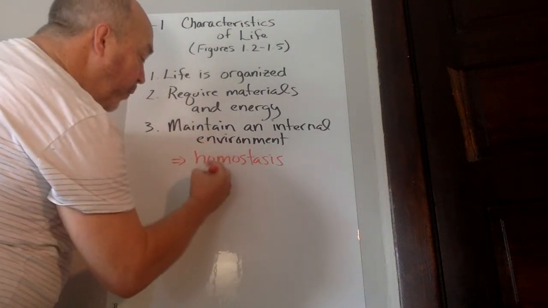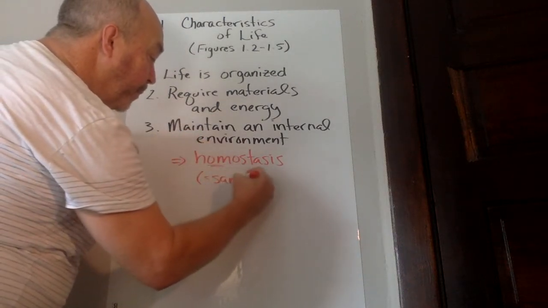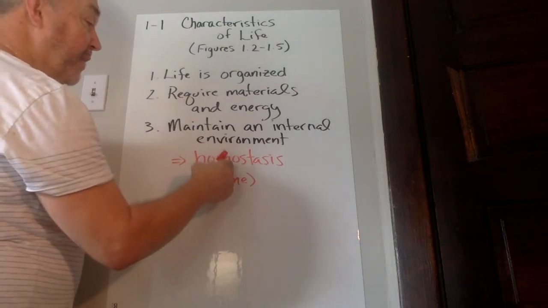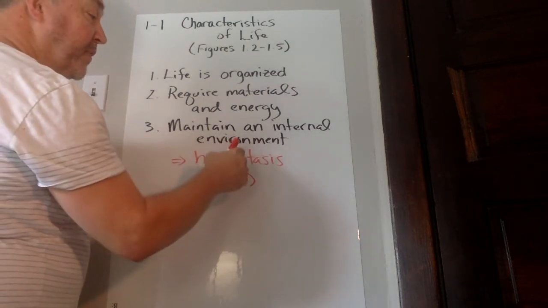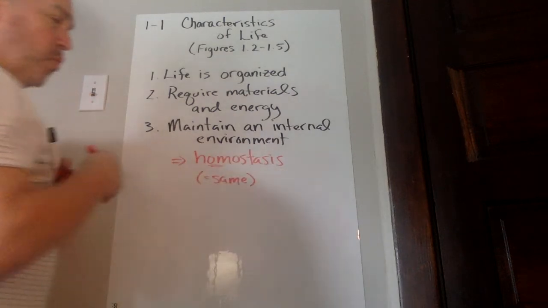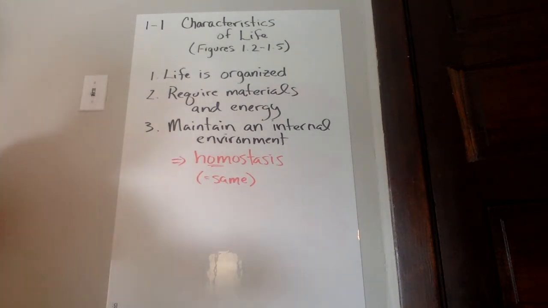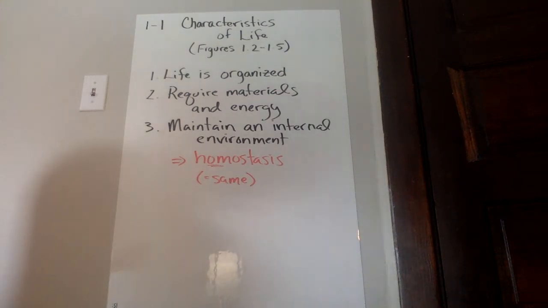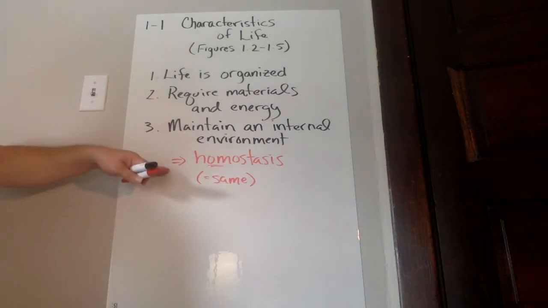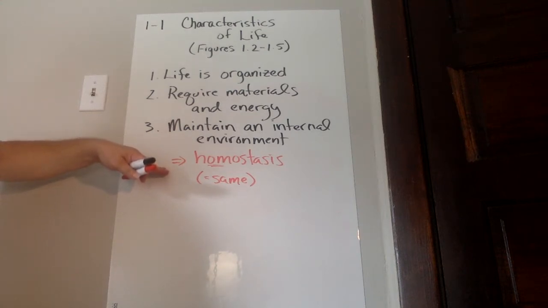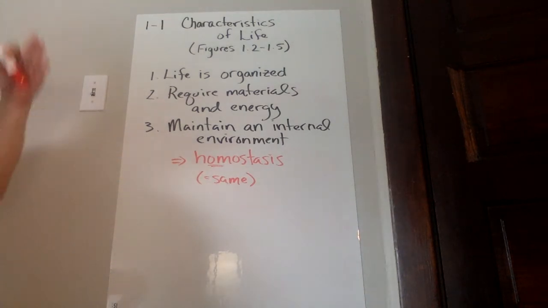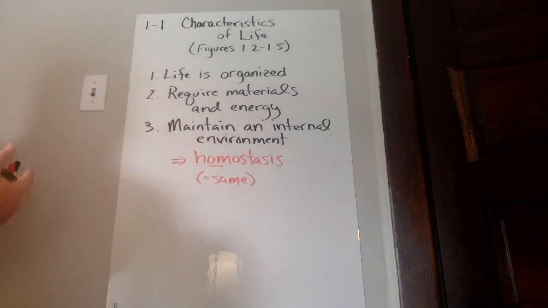Homo is a root word meaning the same. So this means you're going to have the same stasis, the same environment. You want to have a very stable environment. Matter of fact, for all of you going into healthcare, this is your primary goal as a healthcare attendant. You want to make sure that your patients leave in homeostasis. This is what it means to be healthy. If you're running a fever or you're too cold, you're either going to be out of balance one way or the other. You want to make sure that you have a stable temperature.